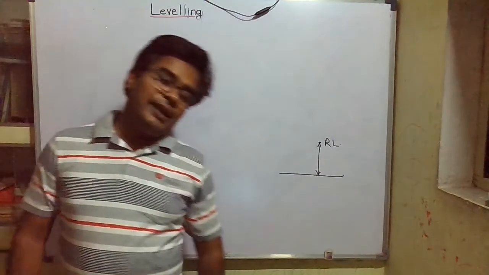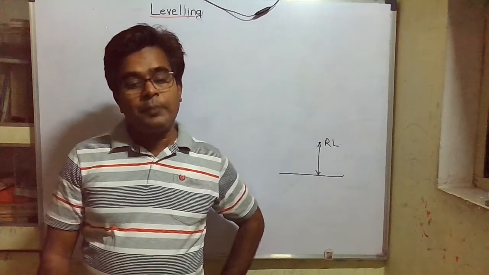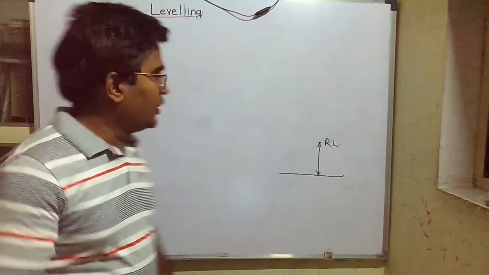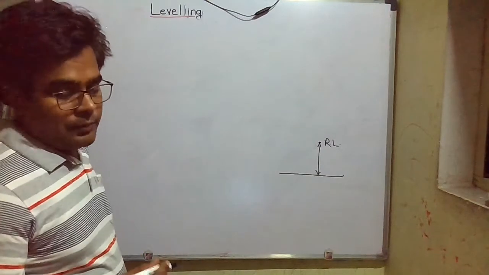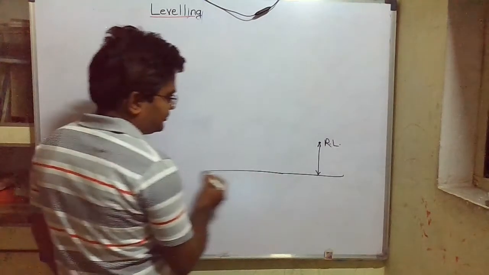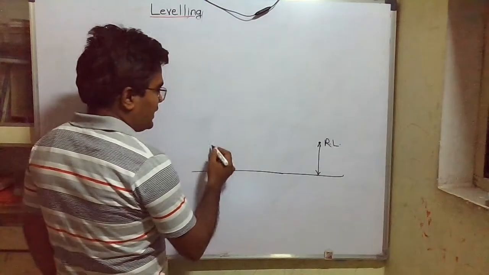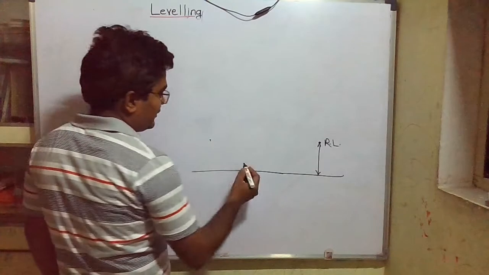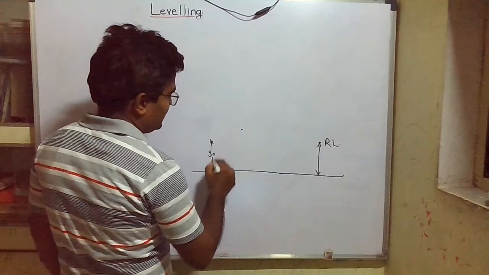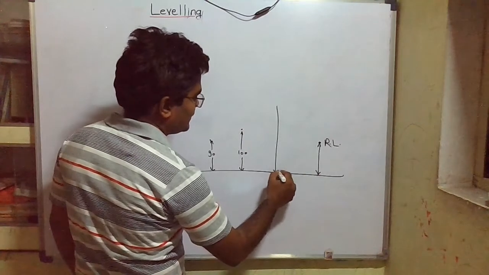Now the question is, why do we need the vertical distances of different points on the earth surface? One thing is known to you, that is from RL, from vertical distance. Suppose this is the datum, and from this datum there is one point at a 90-meter distance, then in that line another point at 100-meter distance, and some point at 150-meter distance.